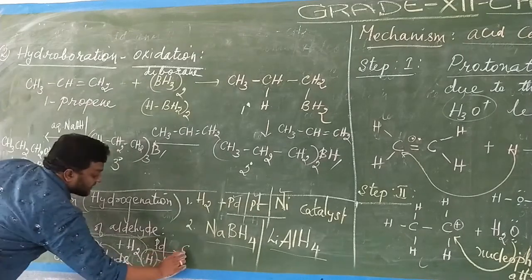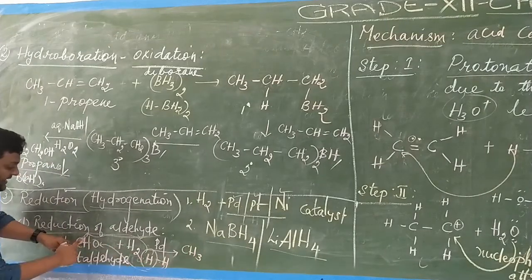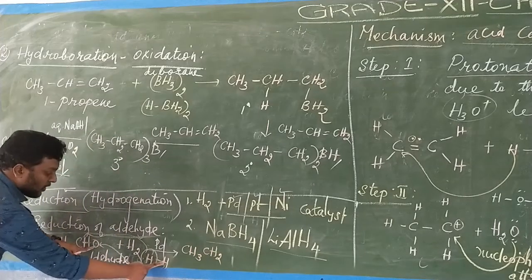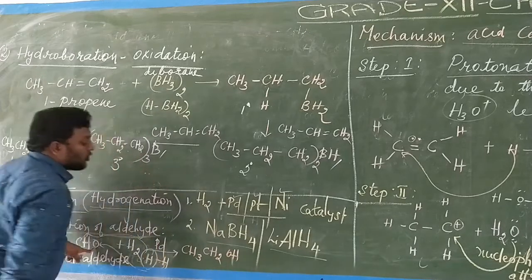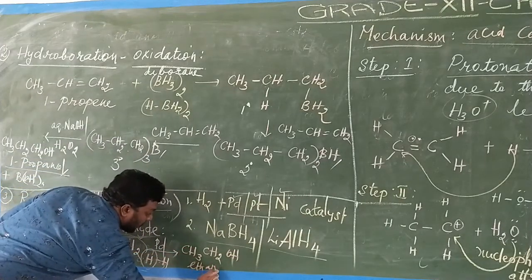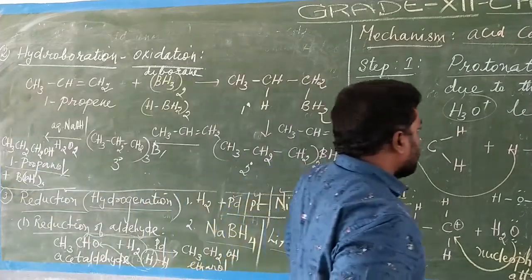Now what is the product? CH3, CH, this hydrogen will be added, so you will get CH2. Then one more hydrogen is there. That hydrogen will be added here. So you will get an alcohol formed. Therefore, the product so formed is called ethanol. Understand what I have written? Again, I share that reaction.